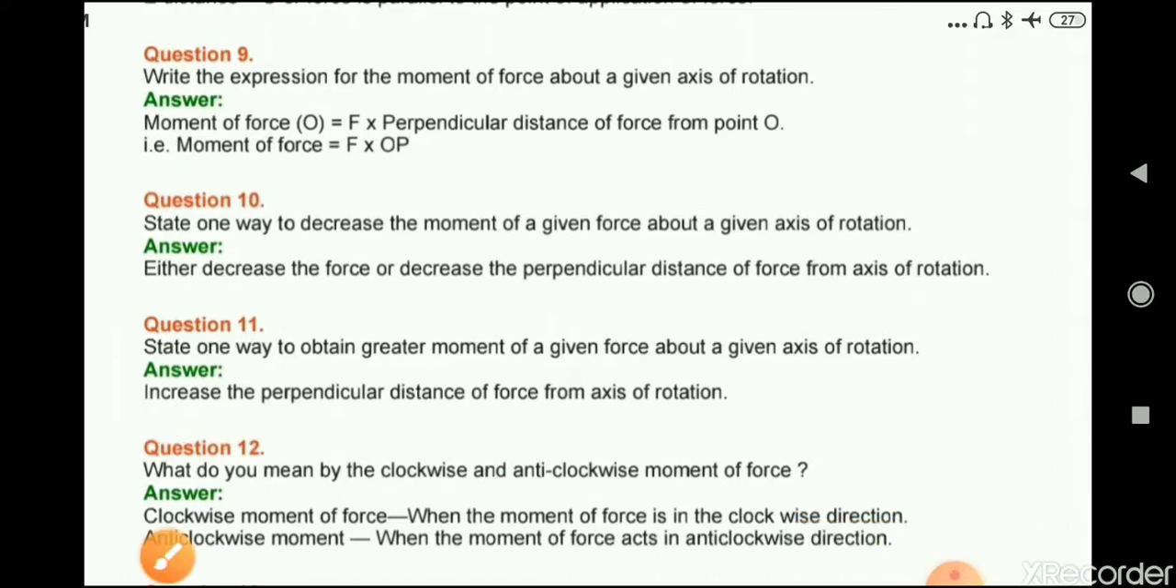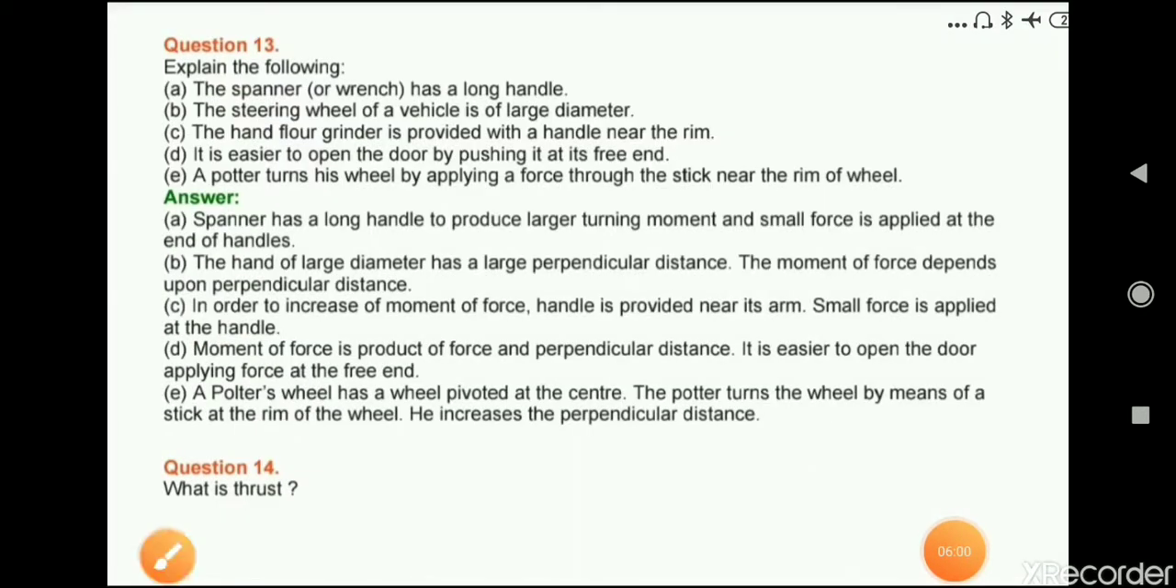So the answer is: clockwise moment of force when the moment of force acts in the clockwise direction, and anti-clockwise moment of force when the moment of force acts in the anti-clockwise direction. Okay, so this is answer number 12. Now next question. Question number 13.